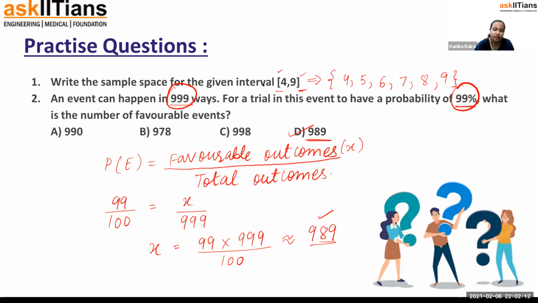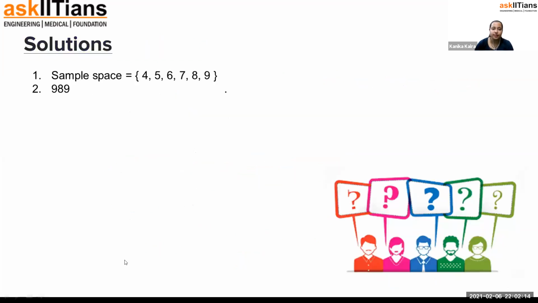Let's cross check our answers. As we discussed, the sample space would be 4, 5, 6, 7, 8, 9, and 989 for the second question.